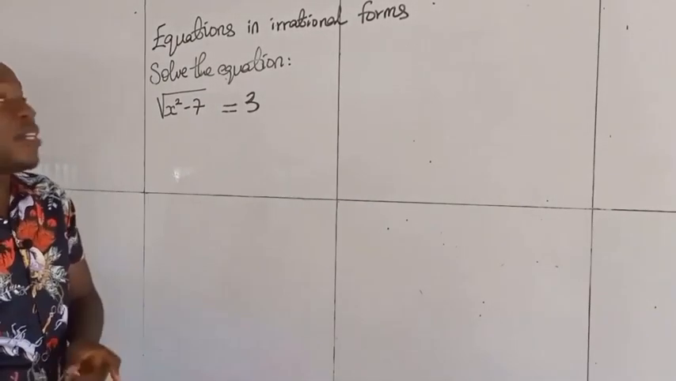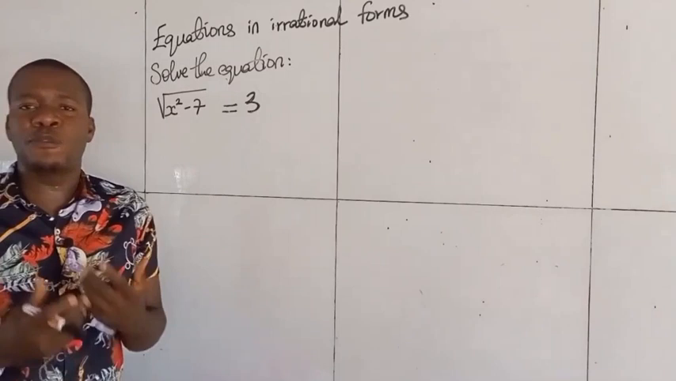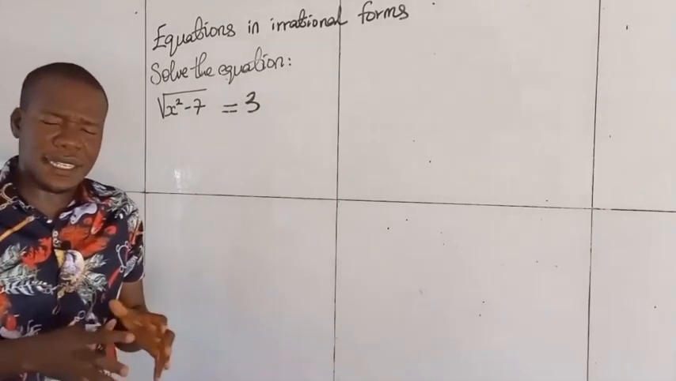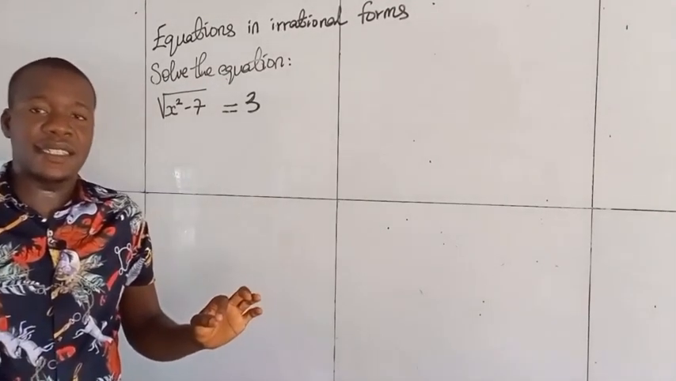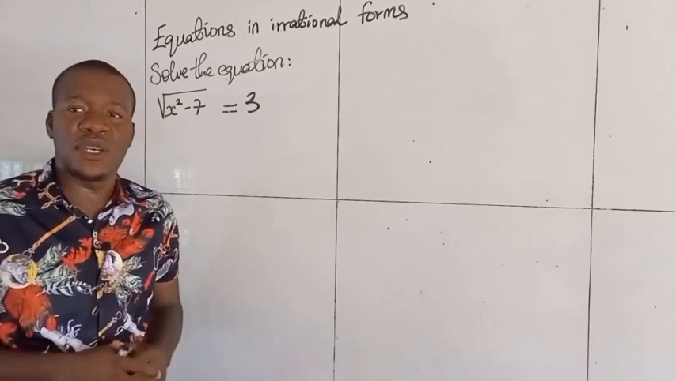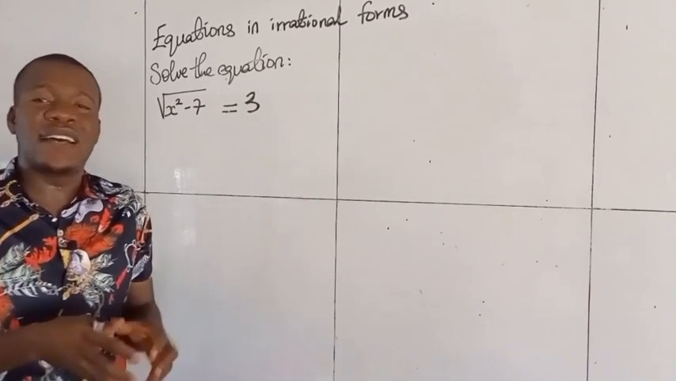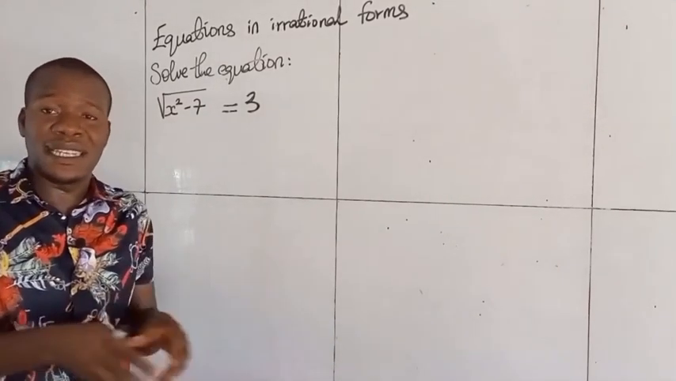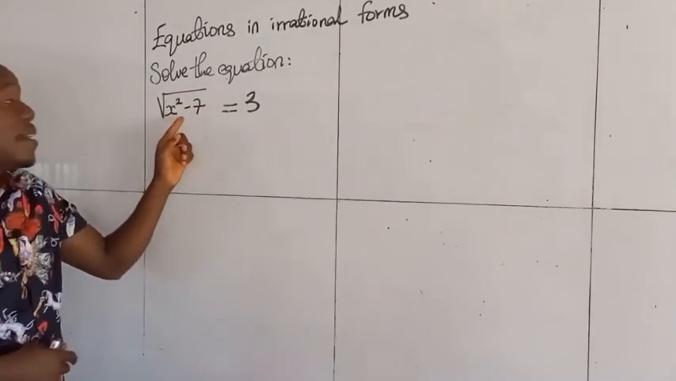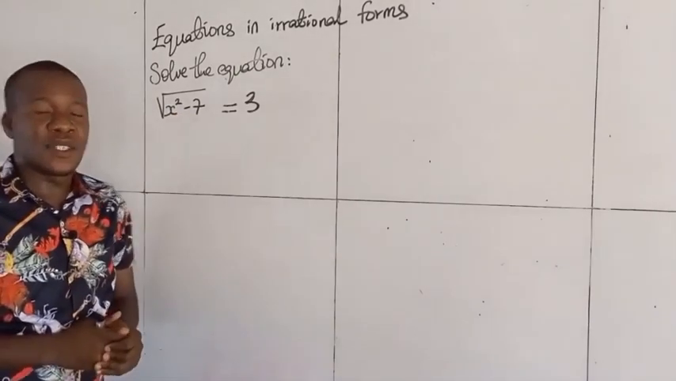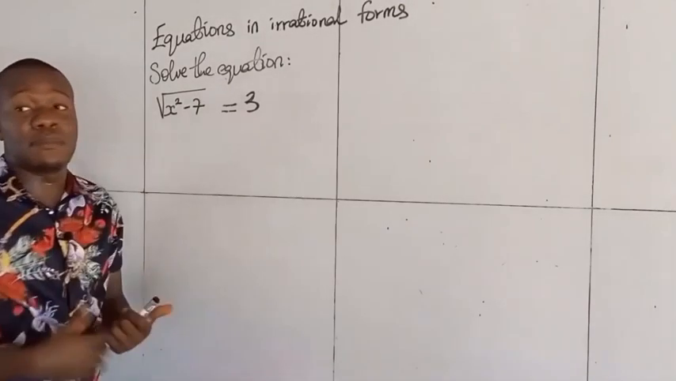Welcome. So today we want to look at equations in irrational forms. The first point I want you to note very clearly is that in any mathematical equation, there is always the presence of an unknown denoted by any letter of the alphabet. And to solve an equation means we are looking for the numerical value of the unknown. This means that we want to find out which number the letter is representing. So for what we have here, we have square root of x squared minus 7 equal to 3. So we are looking out for the number that x is representing so that this mathematical statement becomes true.